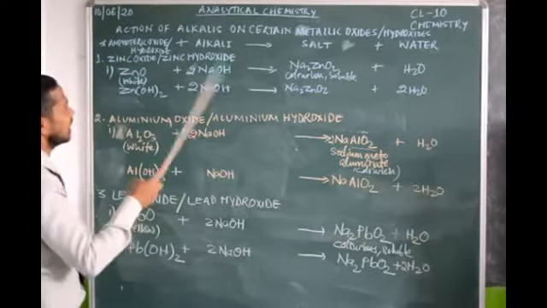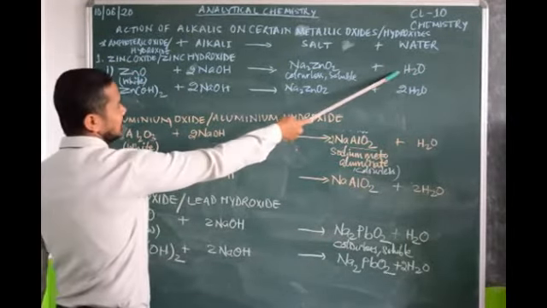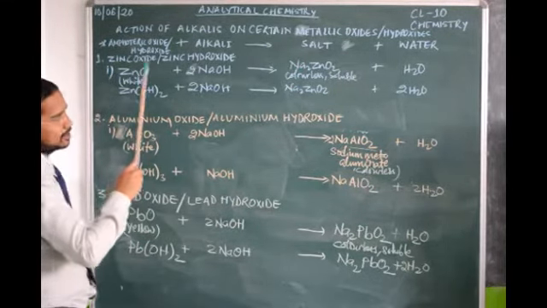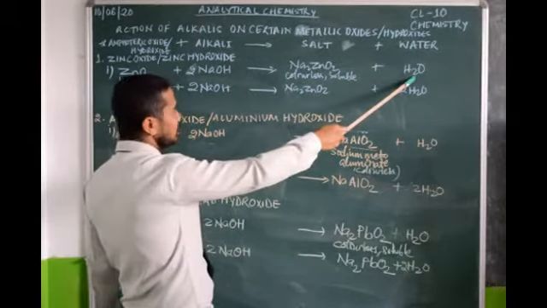When only metal reacts, we will get hydrogen gas. The product will be salt, which will be the same. But when oxide is there, then we will get water and no hydrogen gas.